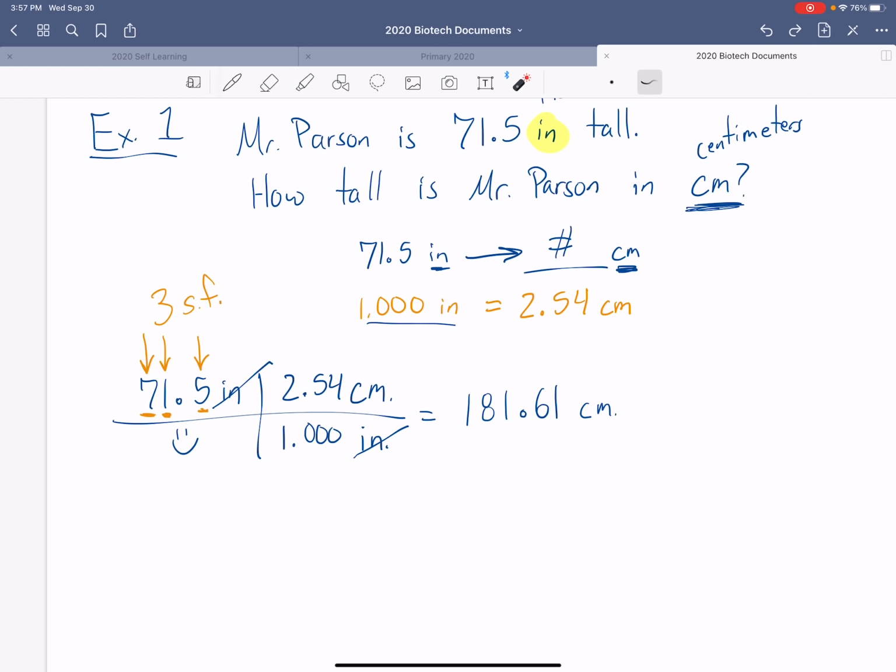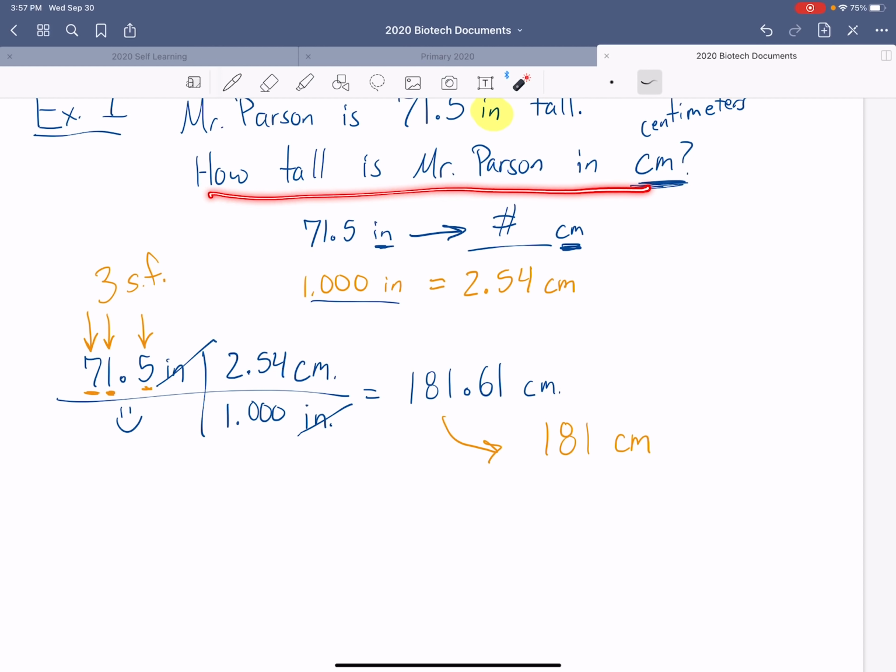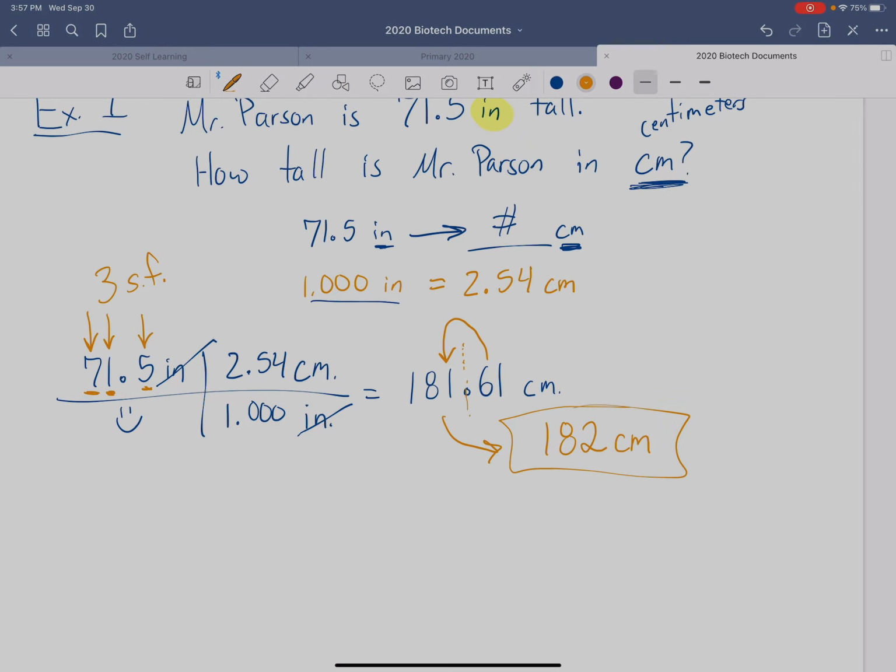Okay, 3 sig figs, 1, 2, 3. And then I'll end up cutting this number off right here. So the number that I should report with the correct number of sig figs is 181 centimeters. So to answer our original question of how tall is Mr. Parson in centimeters, I can say 182 centimeters because when I cut this number off here, this 6 will cause that 1 to round up. So really, the correct answer is 182 centimeters.